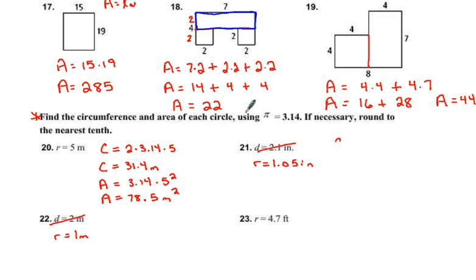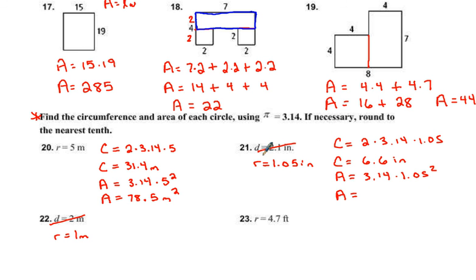For the next one, circumference is equal to 2 times 3.14 times the radius of 1.05. That's going to give you a circumference of 6.6. And that would be inches, no square on there, it's regular units when it's circumference. For area, that would be equal to pi, which is 3.14, times the radius of 1.05 squared.